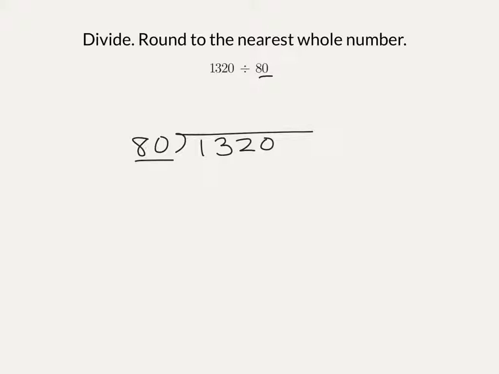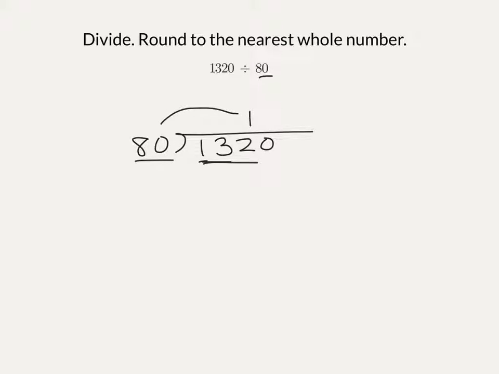So if we look at 80, we'll ask ourselves, can 80 go into 1? It can't. So now we'll ask ourselves, can 80 go into 13? It cannot. Can 80 go into 132? Yes, it can. How many times can 80 go into 132? That's one time.